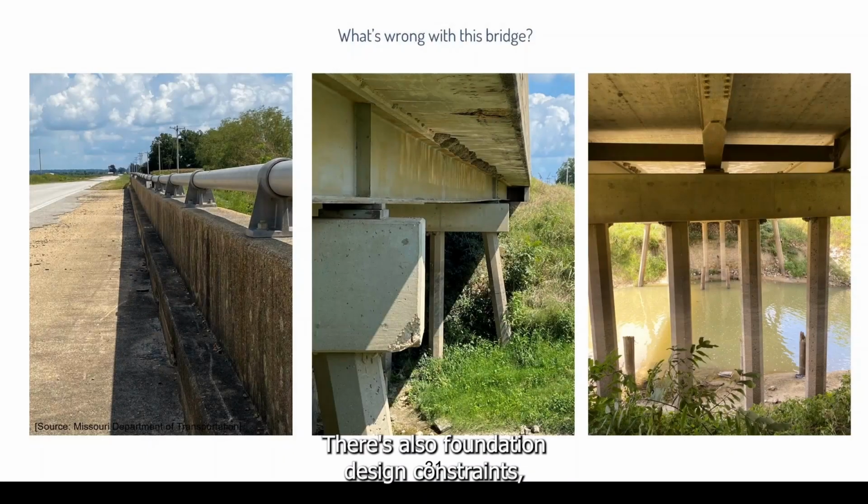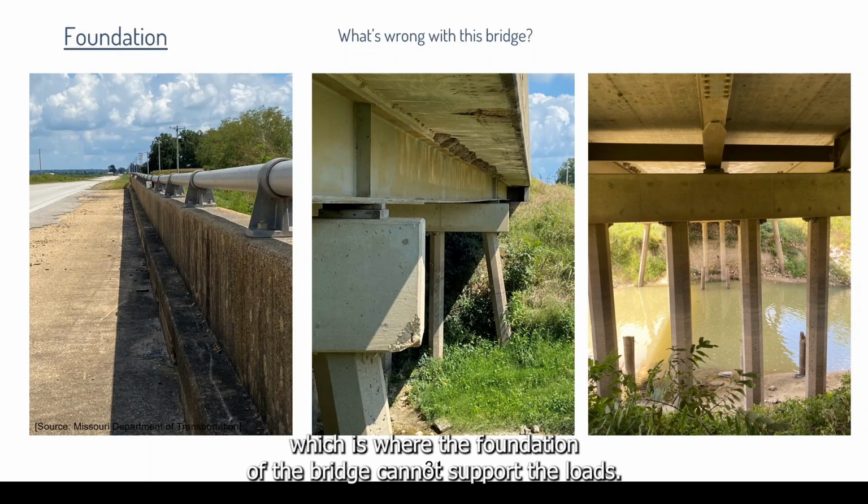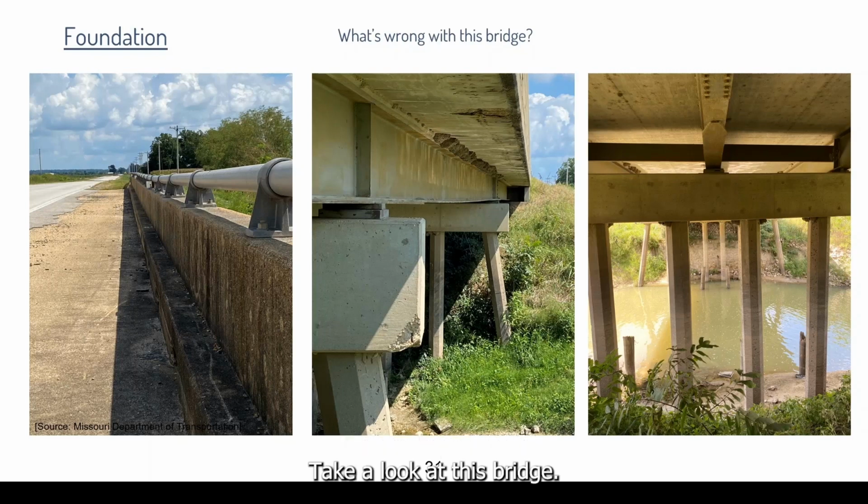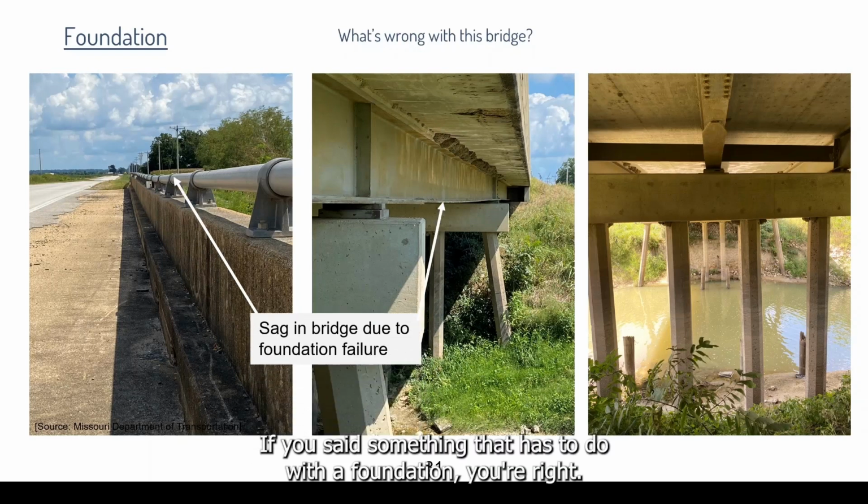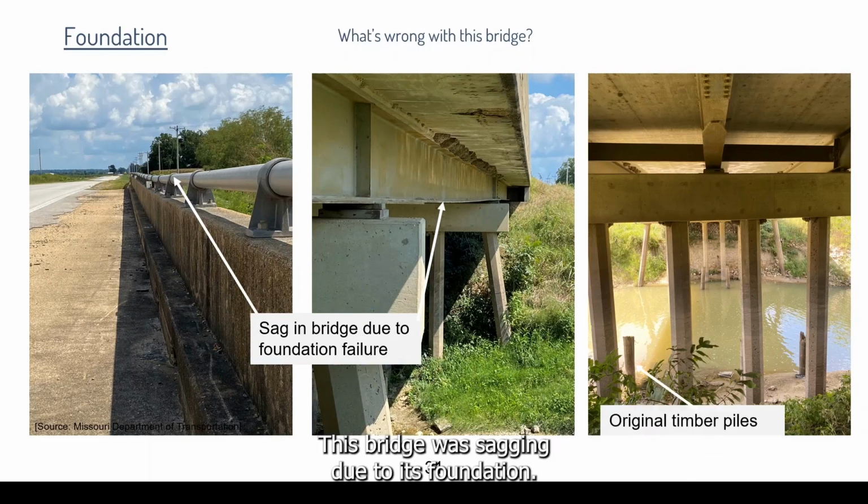Moving on, there's also foundation design constraints, which is where the foundation of the bridge cannot support the loads. This can happen a lot when water washes out the foundation. Take a look at this bridge. What do you all think is wrong with it? If you said something that has to do with the foundation, you're right. This bridge was sagging due to its foundation.